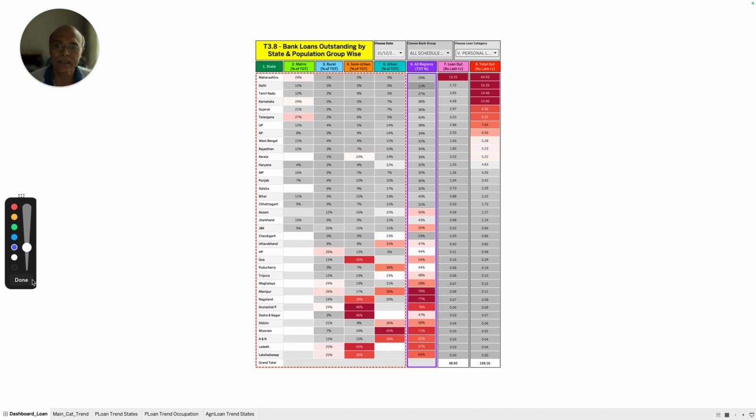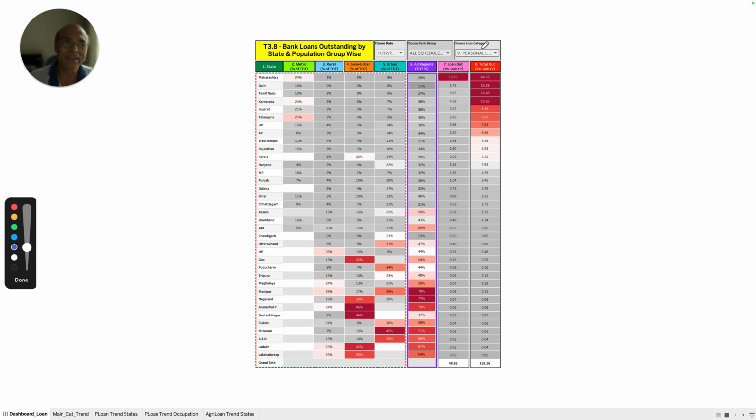And I can look at these categories, metro, rural, semi-urban and urban; these percentages add up to the overall percentage. So out of the 13.25 lakh crores in Maharashtra, 24% is metro, 1% is rural, 2% is semi-urban, and 3% is urban. I strongly encourage you to pause this video and have a look at it.